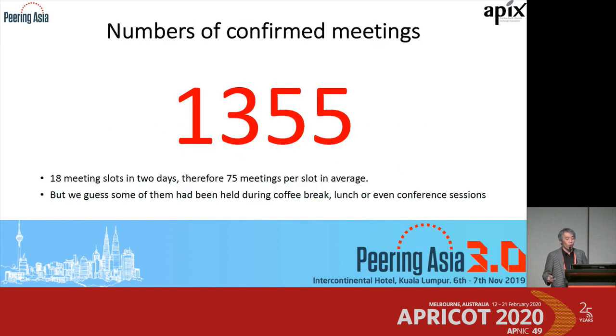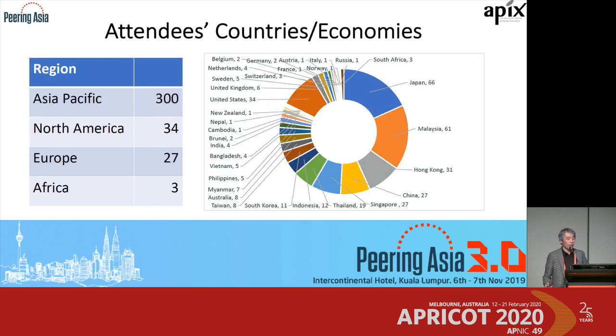And the number of confirmed meetings, this data is calculated from the meeting maker. 1,355 confirmed meetings were held. So I think this event fosters more and more peering in this region. As for attendees, countries, and economies, they come mainly from the APAC region, but also from North America, Europe, and even Africa.